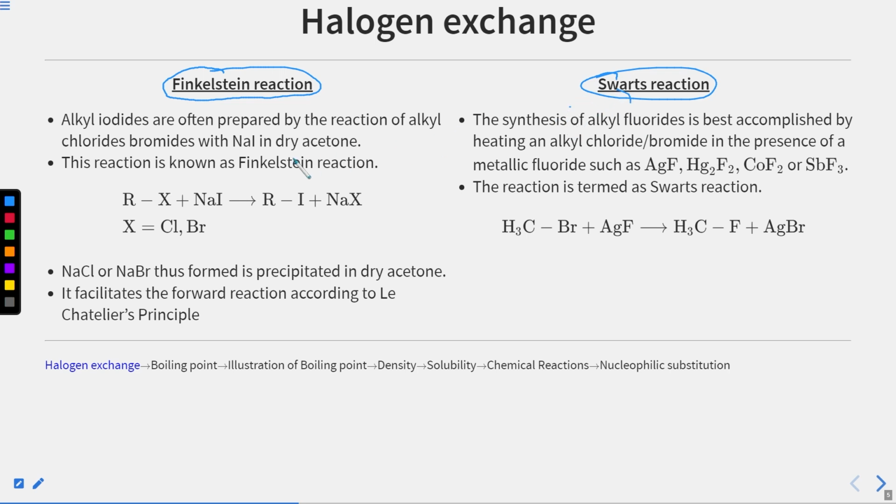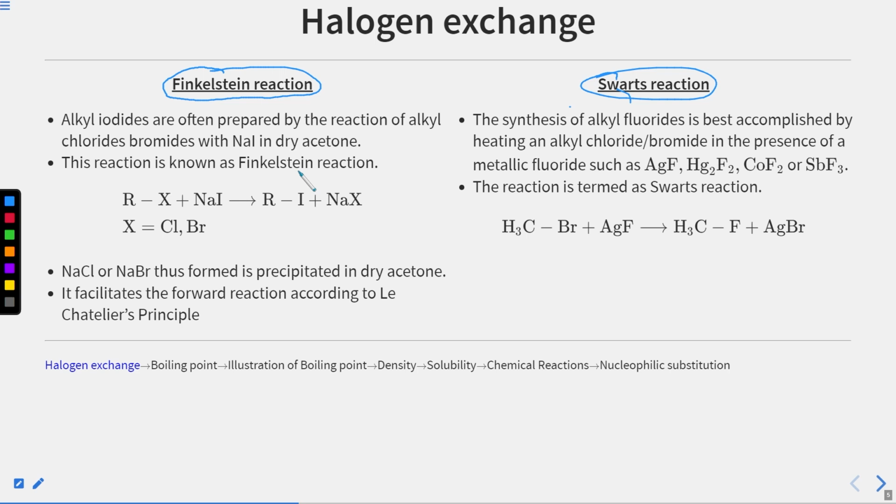Finkelstein is used for the preparation of iodides and the Swarts reaction is used for the preparation of fluorides. This is the only method we have studied that can be used to prepare fluorides. We are not directly preparing the alkyl halide in this halogen exchange process. First we prepare an alkyl halide and then we replace its halogen with another halogen to get our required alkyl halide.